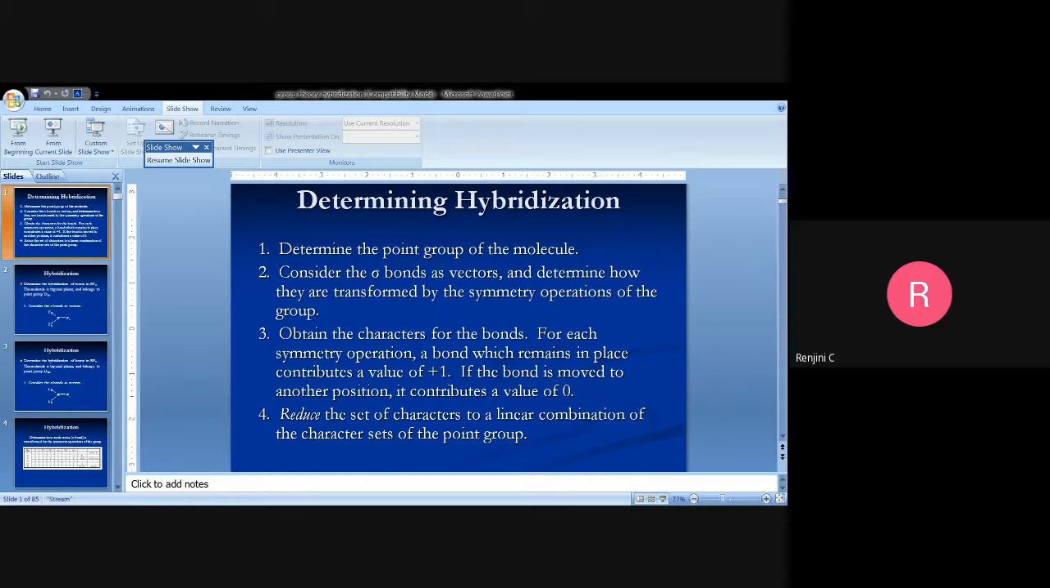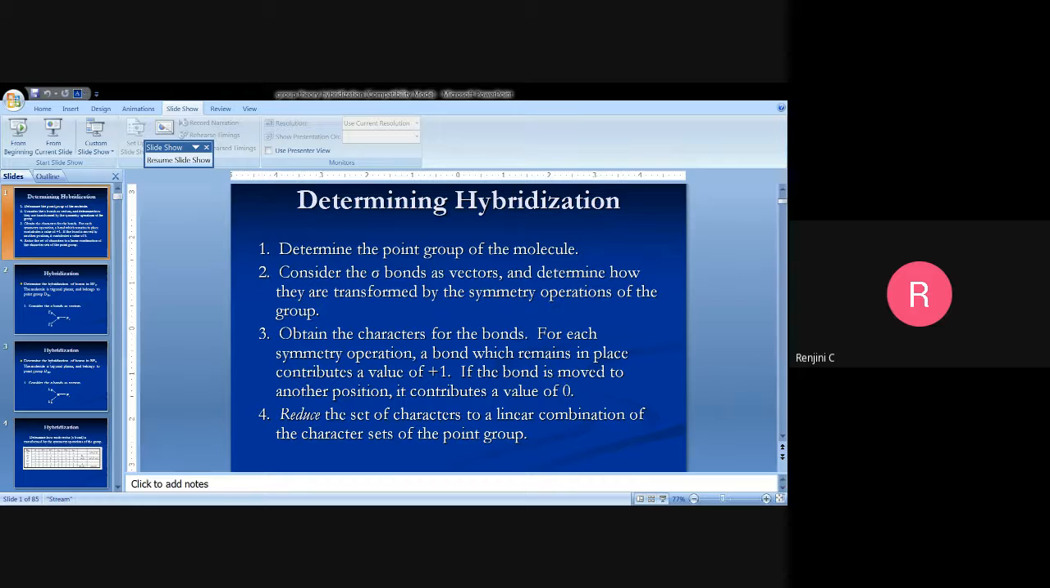We have already seen that there are 2 C3 operations, so gc for the C3 operation will be 2. And there are 3 C2 operations, so for C2 the value of gc will be equal to 3. Next, character of i. Character of i is the character of the irreducible representation. If we are taking the A1 dash irreducible representation, the character corresponding to E in the A1 dash representation is taken as the character of i. And next we have character of R. This is the character of the reducible representation that we got as 3 0 1, 3 0 1.